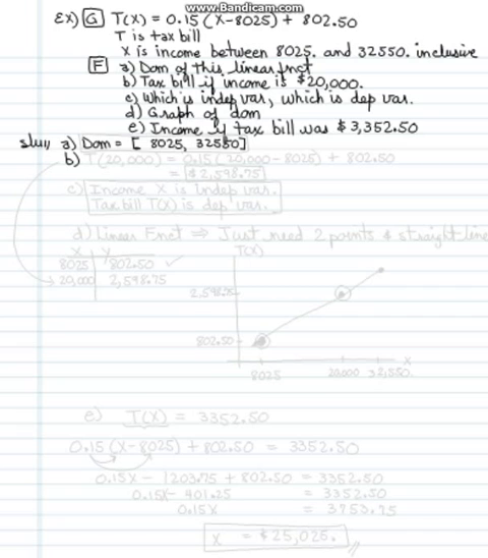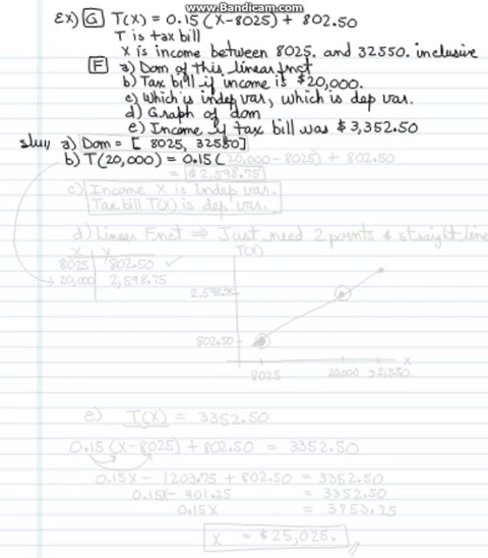Part B, the tax bill. So what is T of X when the income is $20,000? So we're actually looking for T of $20,000. We're going to let X equal 20,000 in the given equation.